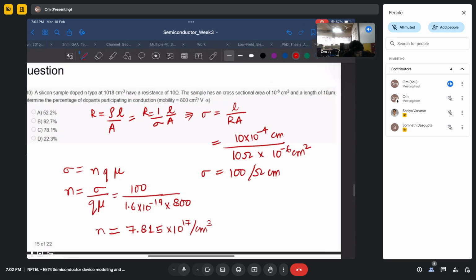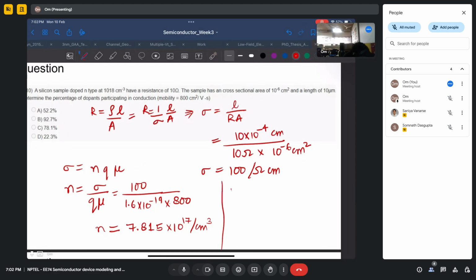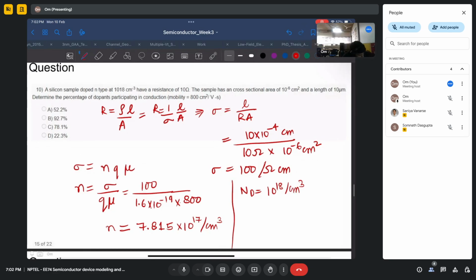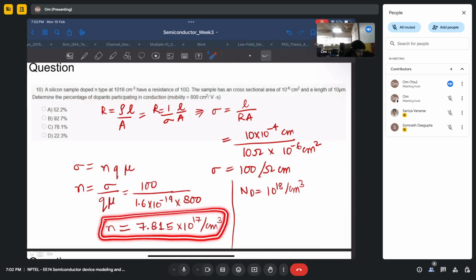Now the doping given was 10 to the power 18 per centimeter cube. So Nd is 10 to the power 18 per centimeter cube. Now we need to determine the percentage of dopants participating in conduction. So we know these are the number of electrons that are conducting, and this is the total doping. So the percentage of dopants participating in conduction is just the ratio of these two.